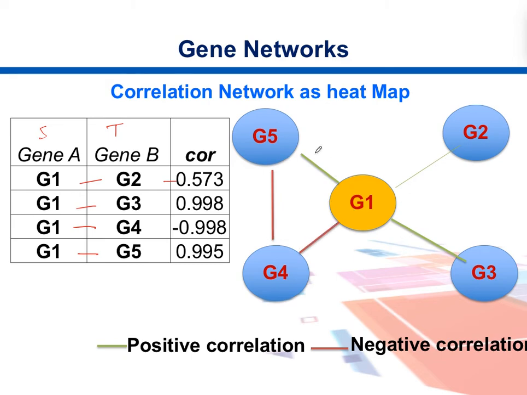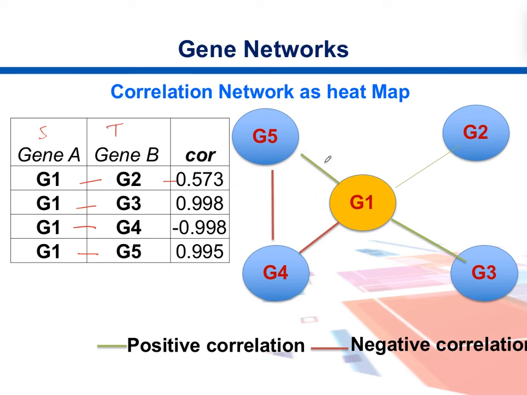These lines determine the relationships between each other. A positive correlation we represent here with this green line. These lines are called edges in network language, and these dots, these genes, are called nodes. So we have 5 nodes here, and we have 5 edges here.